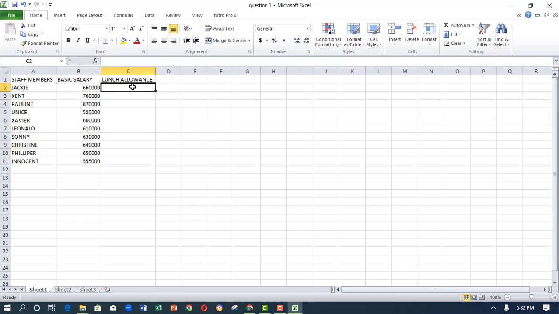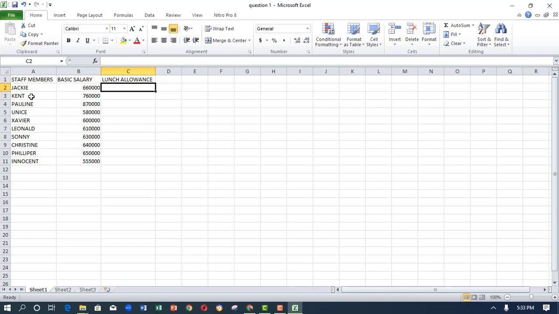Every time I talk about a cell address, it is just an identifier of a cell, okay? An identifier of a cell. That is a cell address. So like now, the reason as to why I'm calling this one cell C2 is that it is in column C and then row number 2. This is where we're going to calculate the lunch allowance from, okay, for Jackie.